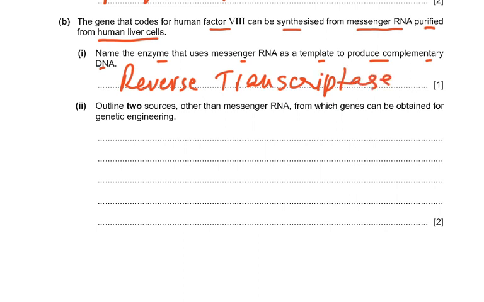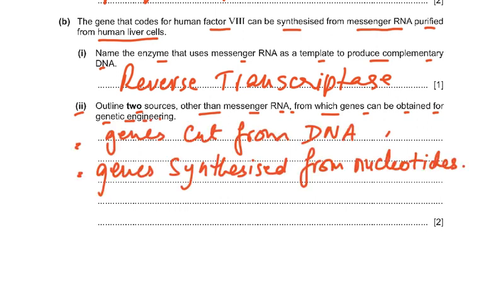Right? Now, part 2 asks you to outline two sources other than messenger RNA from which genes can be obtained for genetic engineering. So either you could have cut it from DNA, because we know which genes are present on which chromosomes, you can just cut them by using restriction enzymes, or you can synthesize genes from nucleotides, because if you know the amino acid sequence, then you know the DNA sequence and you can synthesize it from nucleotides.